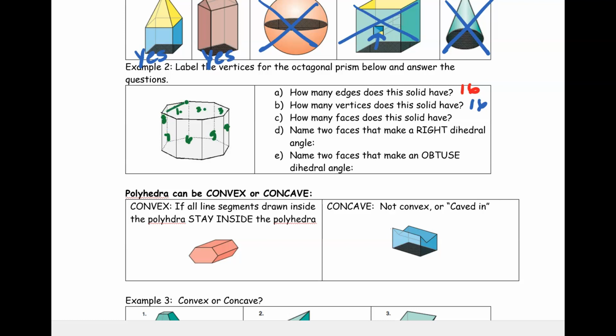And then we also have the top, so we'll call that 9, and then we have the bottom, which is 10. So there are 10 faces altogether. And then it says name 2 faces that make a right dihedral angle.